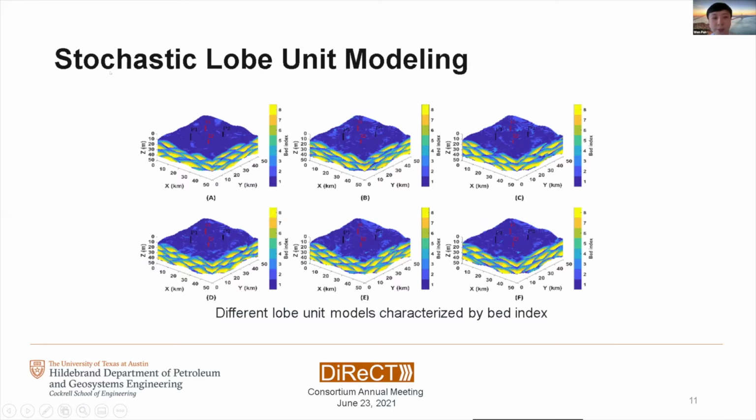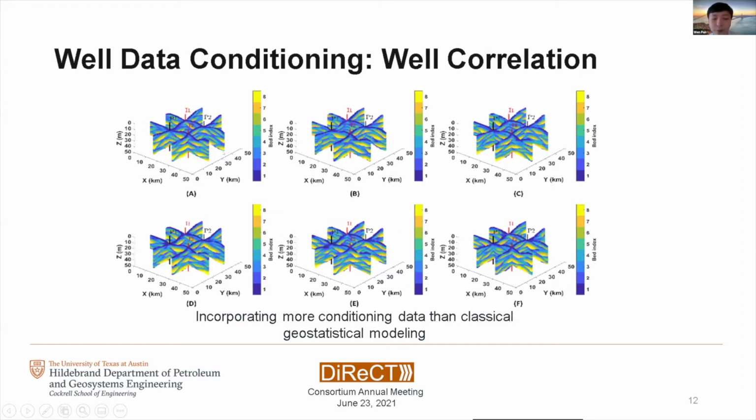As I mentioned, we will start with the stochastic lobe unit modeling by constraining it with the horizons from the lobe complex, and also the well data. So here are some stochastic model realizations of our lobe units, which can be identified by the increasing order of our bed units. And also, this is a fence view of these different realizations. As we can see, the correlations from our well log interpretation are honored in this example.